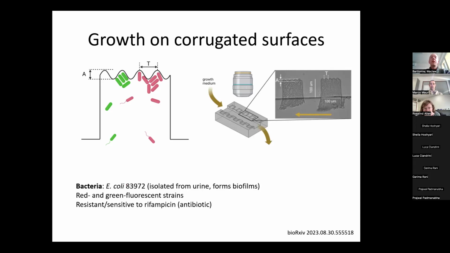Just to mention that for this to work, you have to use a bacterial strain that forms biofilms, and we've used this particular strain which has been isolated from urine. But it's not uropathogenic. It's actually been used to eliminate uropathogenic bacteria in some medical trials. And we've modified it genetically so that we could have red and green fluorescent versions of this strain, and also some variants resistant to the antibiotic rifampicin, which will be important in the later part of this talk.